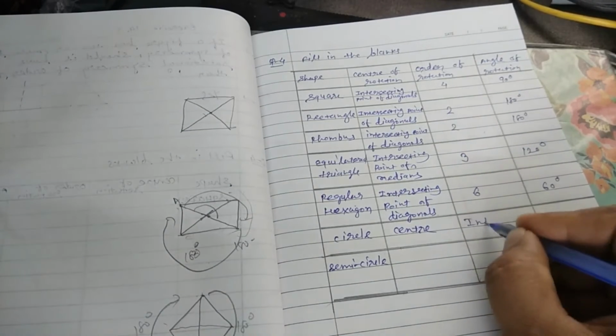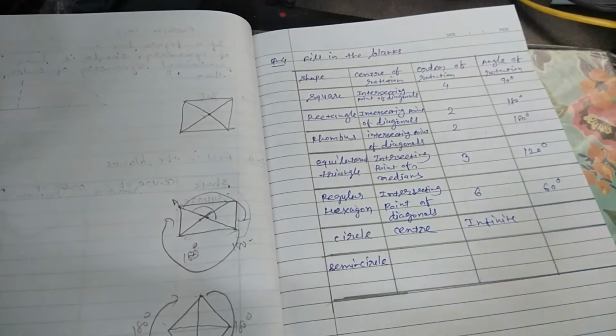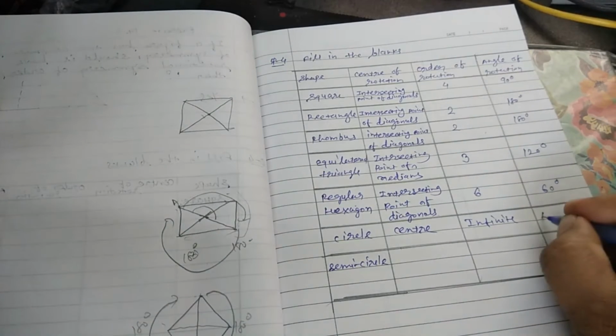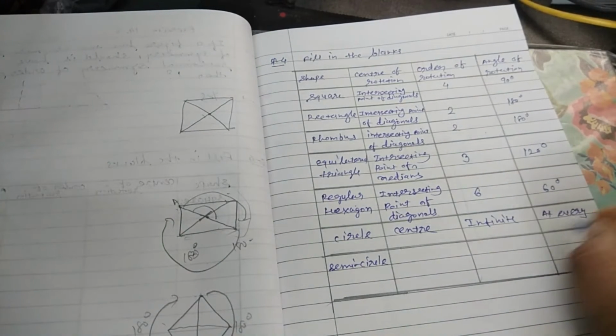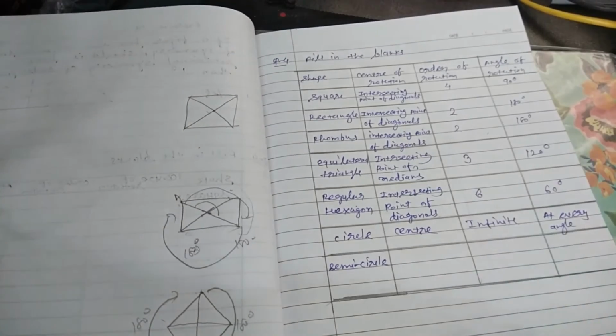Next, circle. In a circle, the center of rotation is the center of the circle, and the order of rotation is infinite. And what is the angle of rotation? At every angle you get rotational symmetry in a circle.